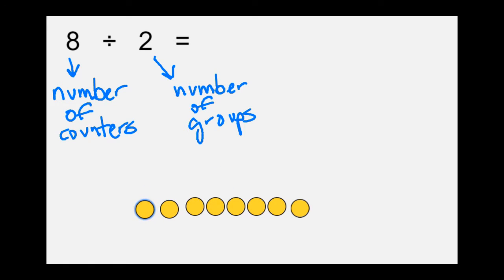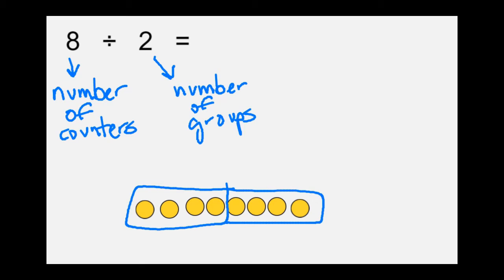And now I'm going to make 2 groups. The number of groups I need to make is 2. So let's make 2 groups out of this. Here's my first group that has 4 in it, and my second group here. So I made 2 groups, and each group contains 1, 2, 3, 4 positive counters. So I've successfully modeled 8 divided by 2 gives us a positive 4.